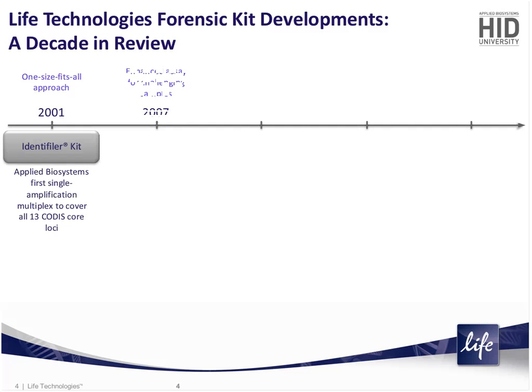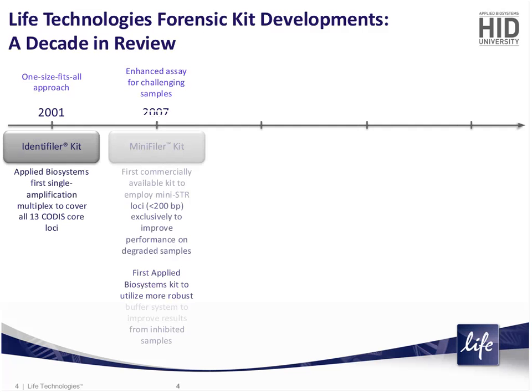If we move on to 2007, we knew by now that we needed to take a specific look at how to address some of the most challenging samples encountered by the forensic laboratories. And for this, we developed the Minifiler kit, an enhanced assay for particularly challenging samples containing either high levels of inhibition or particularly degraded DNA. This was the first commercially available system to employ mini STR loci exclusively to improve performance on degraded samples, and it allowed us to experiment with new buffer chemistry to allow us to overcome inhibition in the sample.